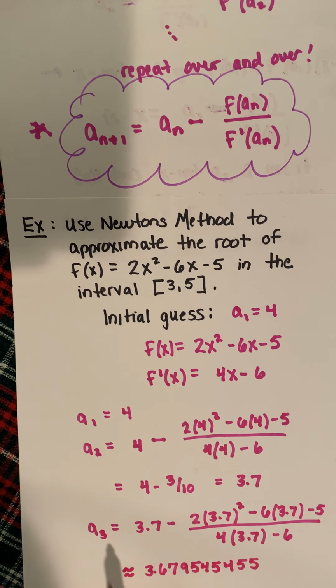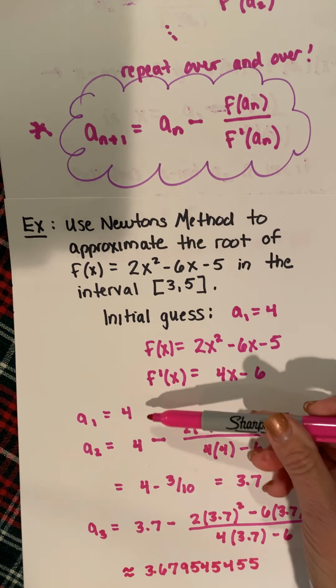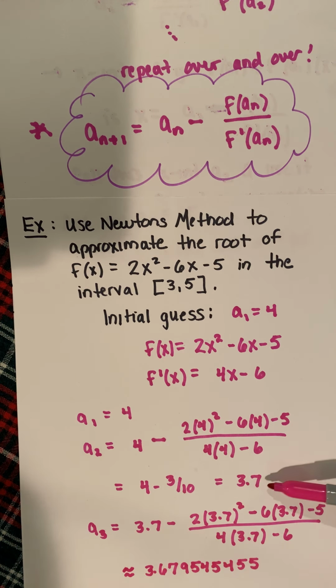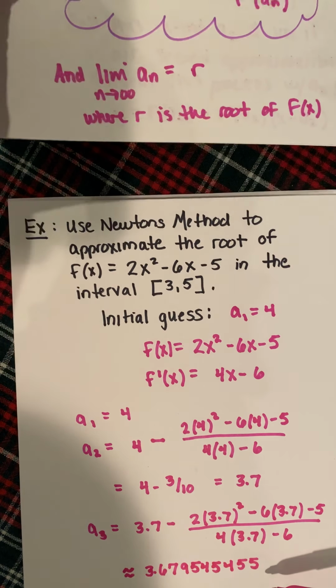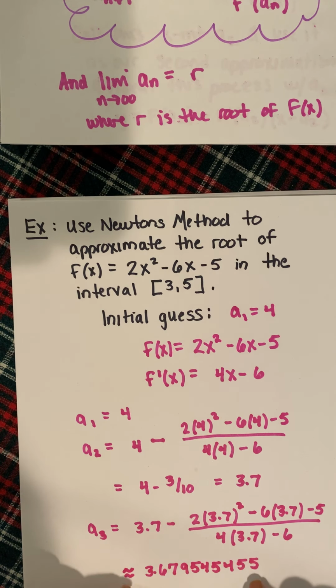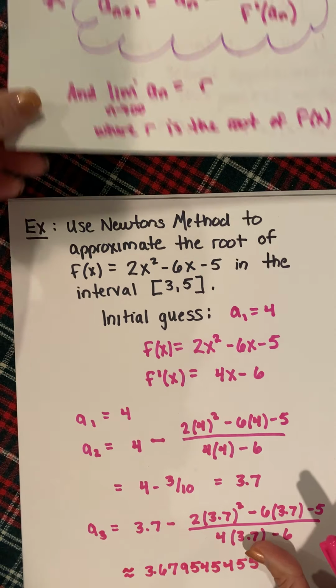Right, so that's my third approximation. We started with 4. The next approximation was 3.7. Now I'm at 3.679545455. So now I have to take this and stick it into this template right here.